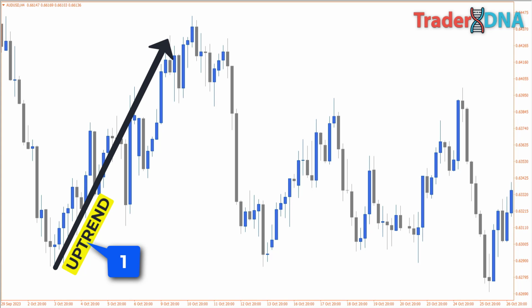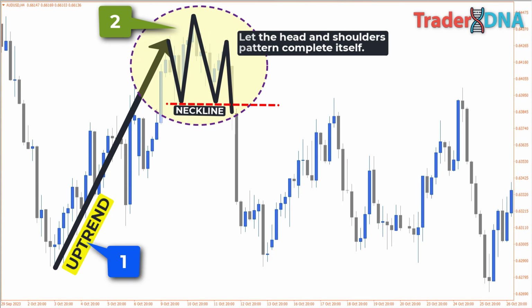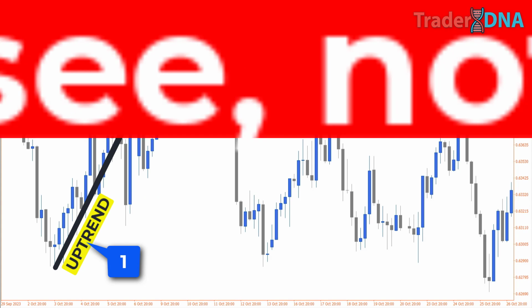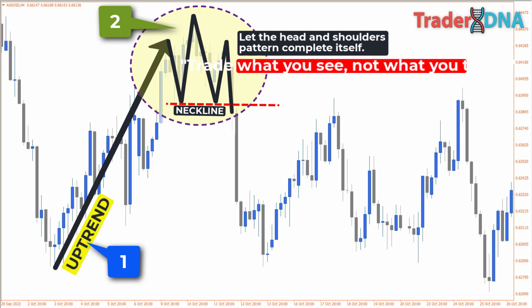Step 2. Before making any trades, it's important to let the head and shoulders pattern complete itself. If the pattern appears to be forming or is in the process of forming, you should not assume that the pattern will fully develop and trade based on what you believe will happen. Remember, trade what you see, not what you think. It's crucial for traders to wait for the pattern to complete.